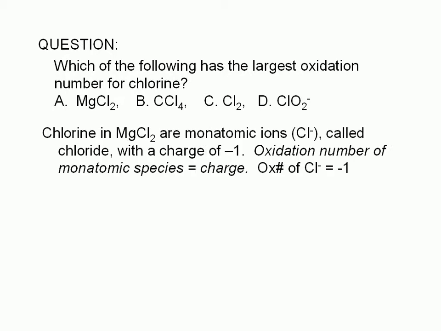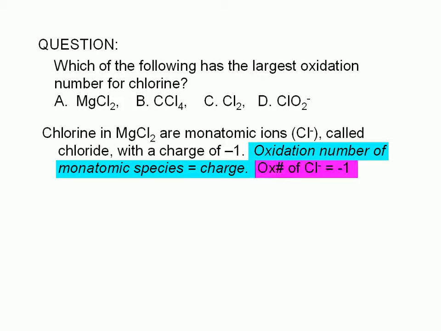By now you should be able to figure out that the chlorine in MgCl2 are monatomic ions, called chloride, which have a charge of -1. The rule is that the oxidation number of a monatomic species is simply equal to its charge. Therefore, the oxidation number of Cl in magnesium chloride is -1.